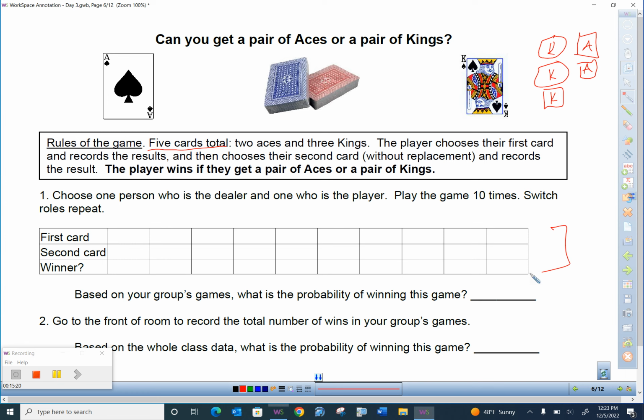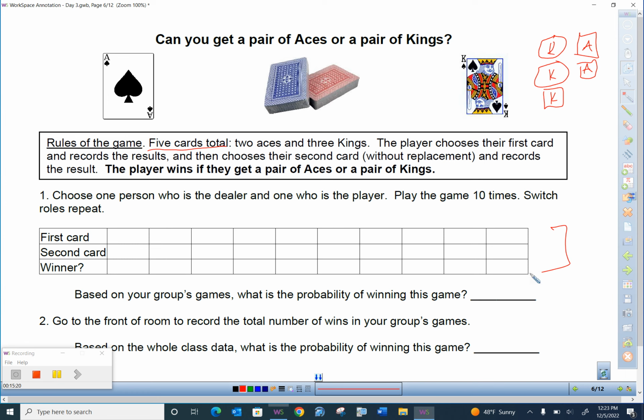Okay, you should be able to answer this proportion out of 10, however many games that you had. Okay, we did this in groups, so we did it out of 20 or 30 if there were 2 or 3 people in your group. And then our group totals for the whole class, let's say there were 200 total games played, and maybe 78 of them were wins. Okay, so that looks like 39%.